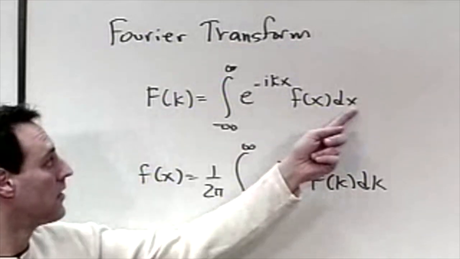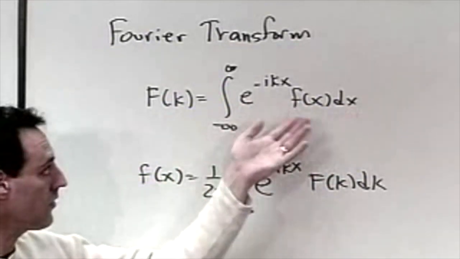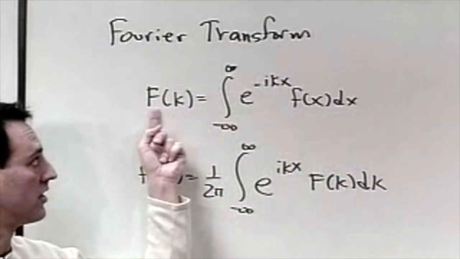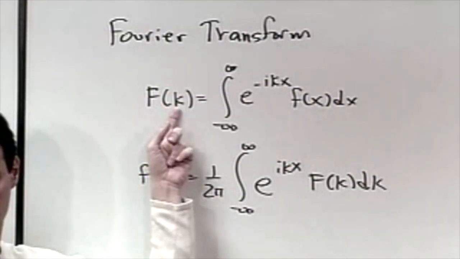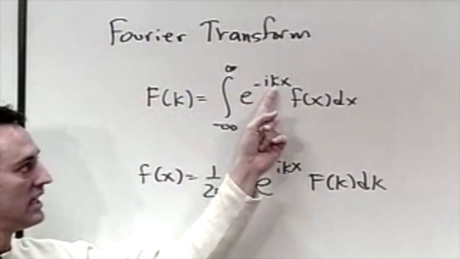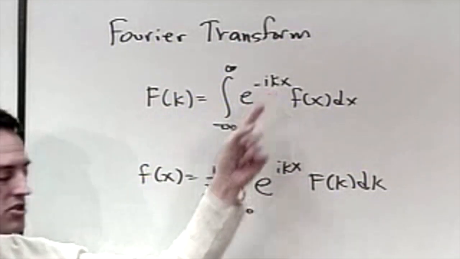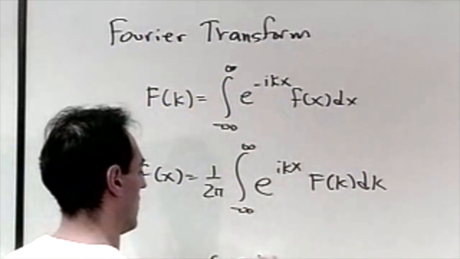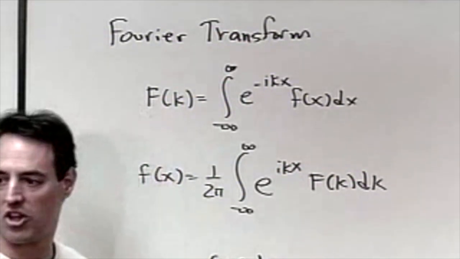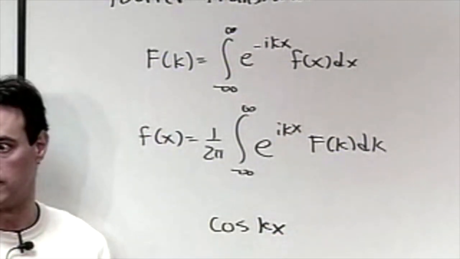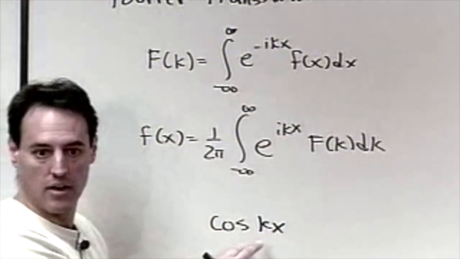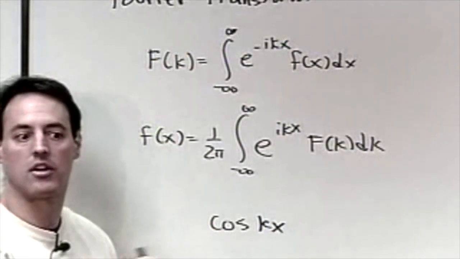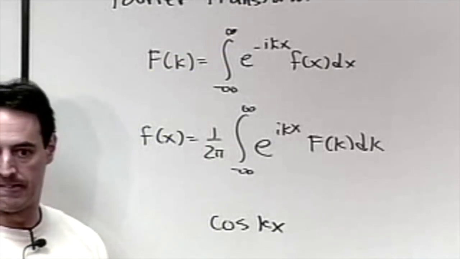But now, you're integrating over the whole space and writing things in terms of f of k. So in other words, it's in the wave number space. In other words, e to the ikx is like cosine kx. Well, what does k control? The frequency. So you're basically writing everything now in terms of a sum over this infinite continuum of frequencies. Okay?